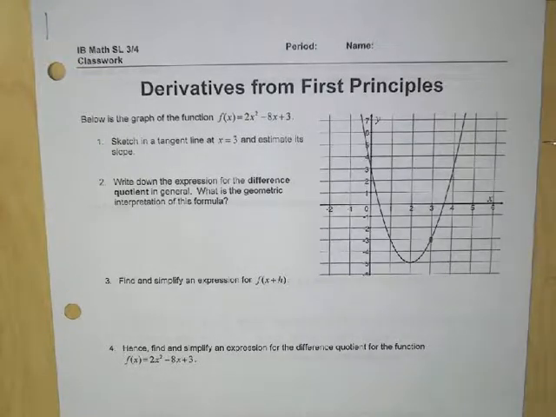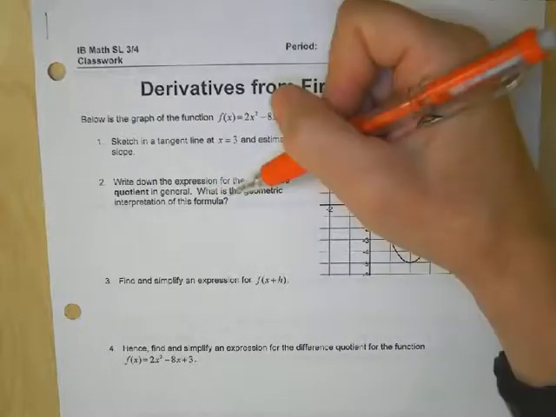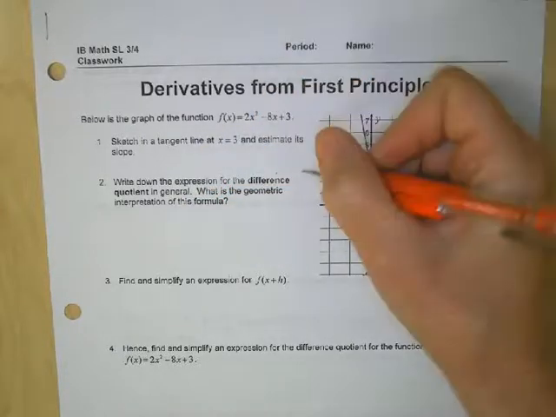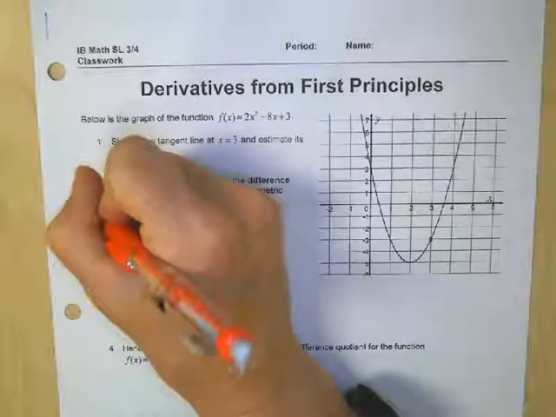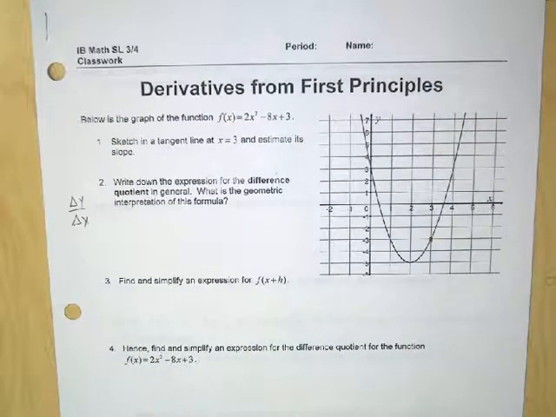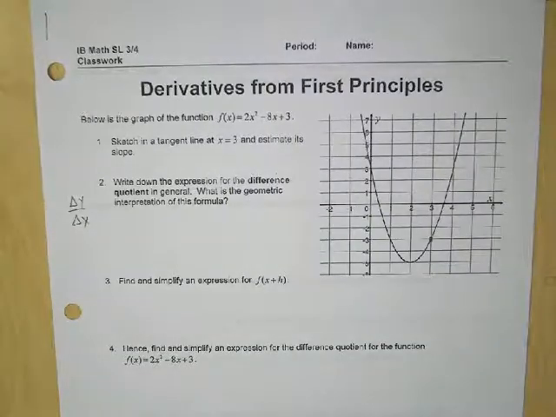Now, in order to come up with that formula, you need to write down the difference quotient. The difference quotient, that's that change of y over change of x. Okay, that gets us the slope. The difference quotient is the same thing as the slope formula.